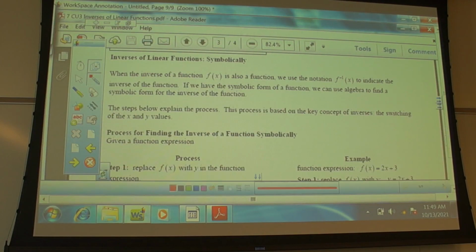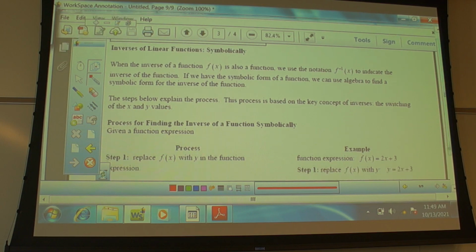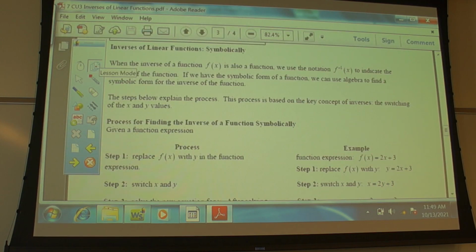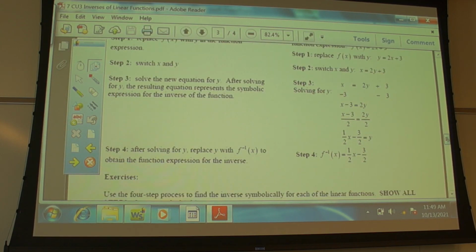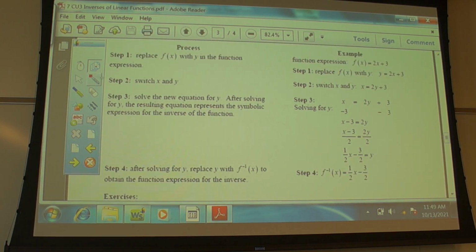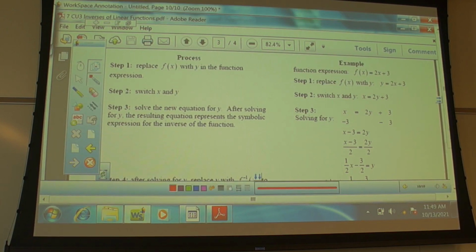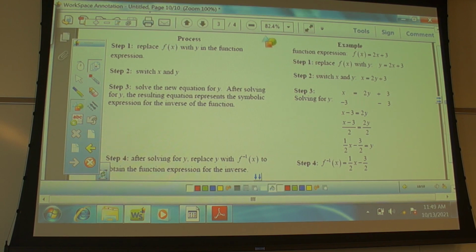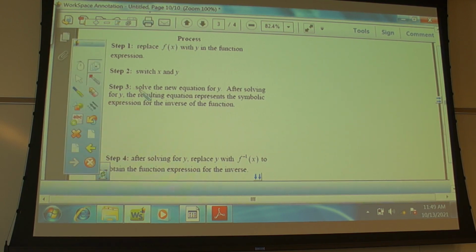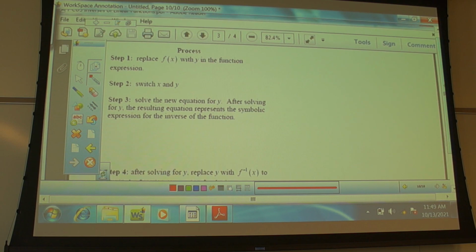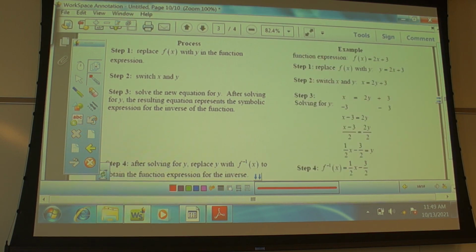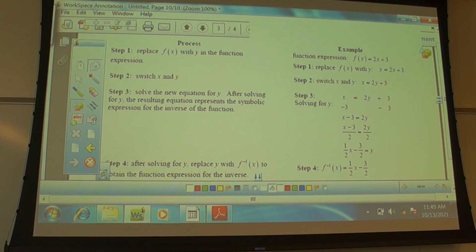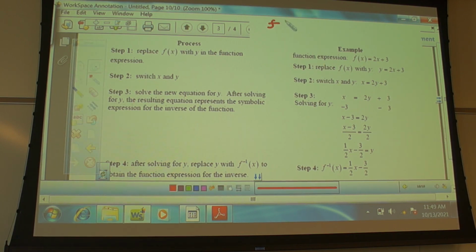This is what we did last class. Remember how we talked about how the x and the y swap places? So here's that 4-step process. I'll just do it now. All right, so the first one, I need the function. f of x is equal to 2x plus 3.